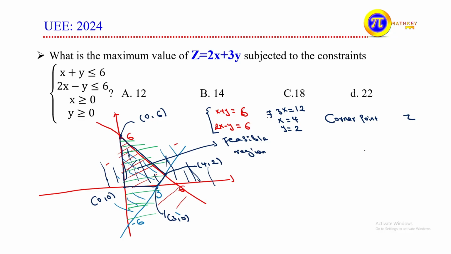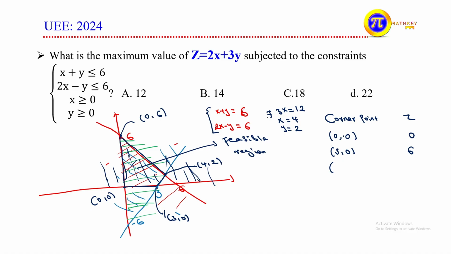After that, choose the one which gives maximum value. Maximum value እንወስዳለን ማለት. We take 0, 0, the origin. The value of z is 0 times 2, that is 0, plus 3 times 0, that is 0, 0 plus 0, that is 0. When you come to the next one, that is 3, 0. When we substitute 3, 2 times 3 is 6, then 3 times 0 is 0, so it is 6.